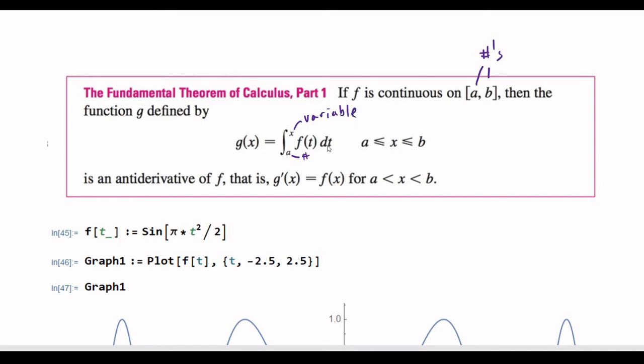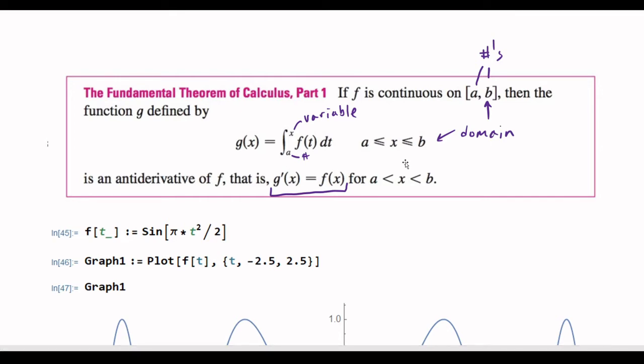Of f of t dt is defined between a and b, telling you where the domain of this function is, right? This is telling me where I can even do this, which is connected up here. So it's defined by that integral. That is actually an antiderivative of f, and that is given here. The derivative of g is f on this domain here.